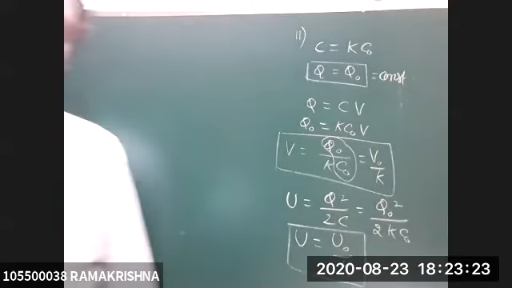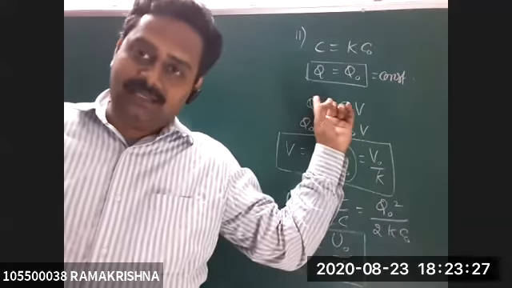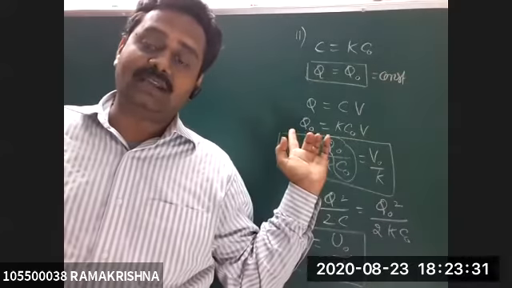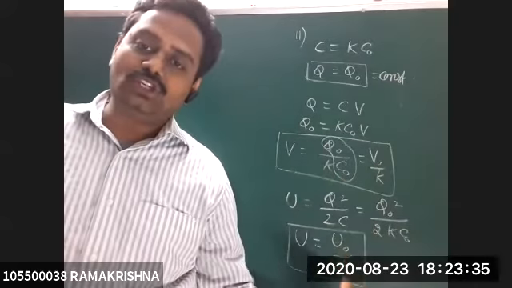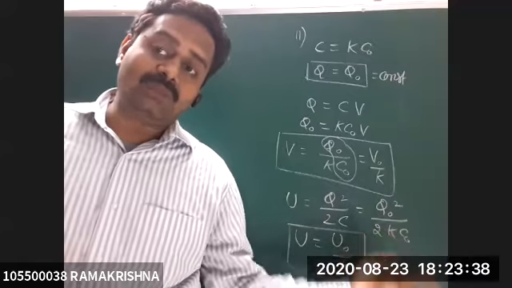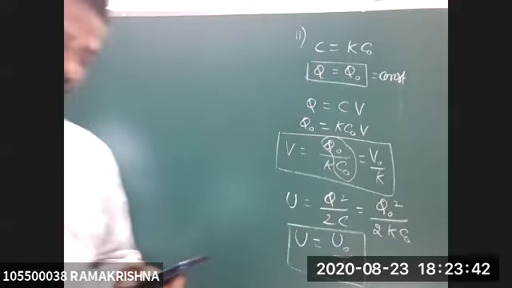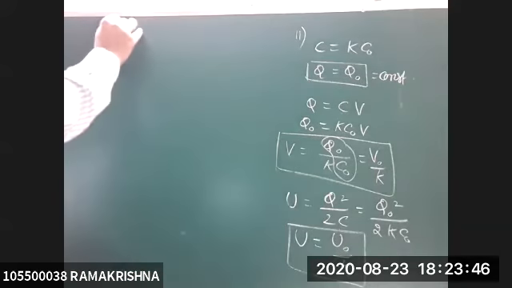So due to the introduction of the slab, after disconnecting from the battery, charge is constant, capacitance is K times its initial capacitance, electric potential is 1 by K times its initial potential, and the energy stored in the capacitor is 1 by K times its initial energy, right? So energy decreases. Next, bit number 13.